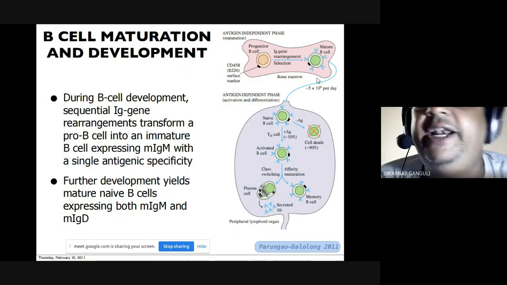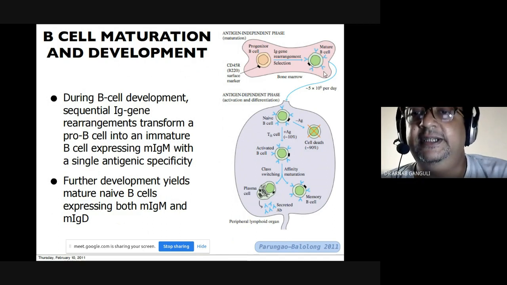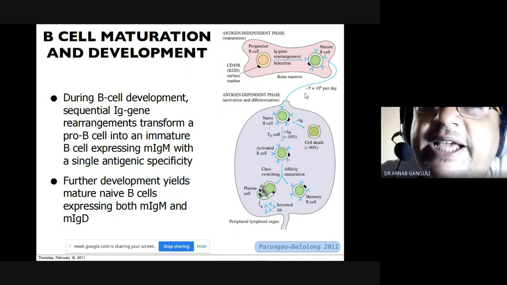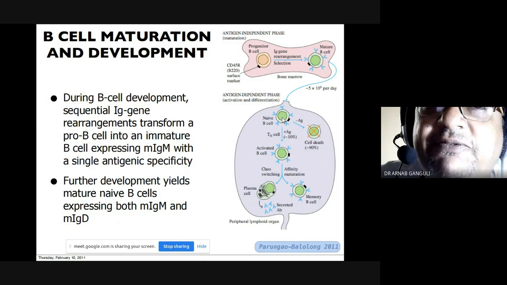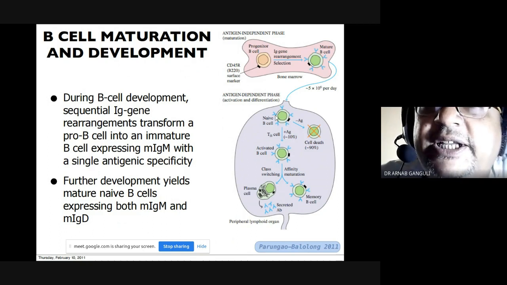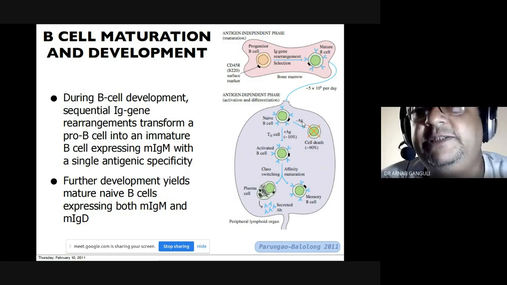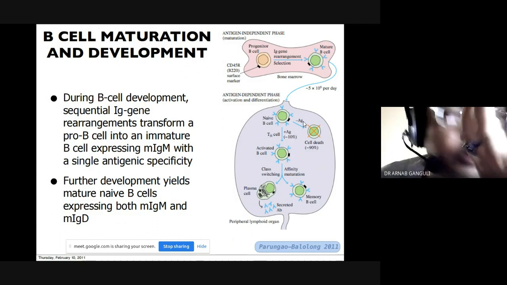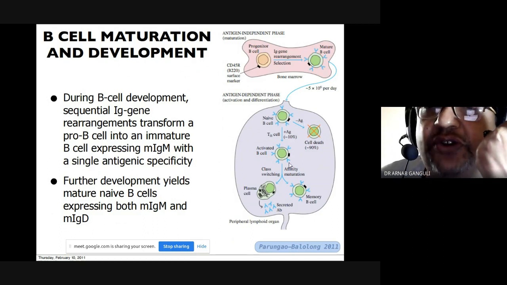Around 5 into 10 to the power 6 per day are released. Then they enter the peripheral lymphoid organs, the lymph nodes. Naive B cells that don't express any antibodies which bind to antigen are destroyed.